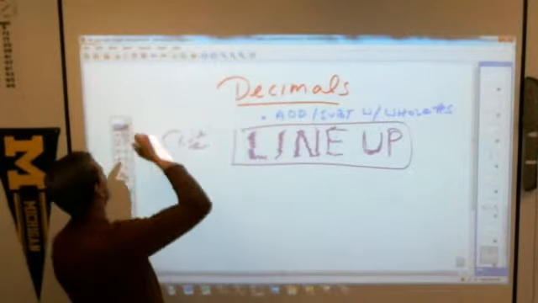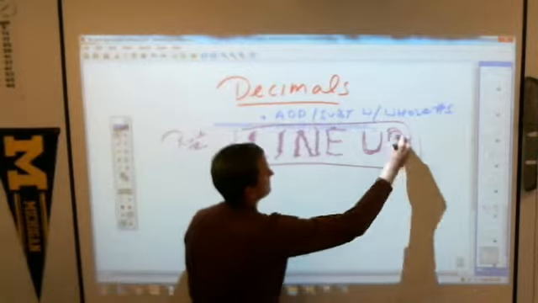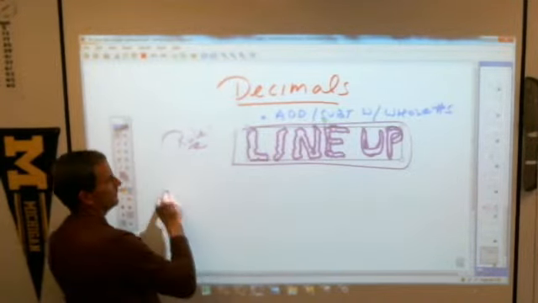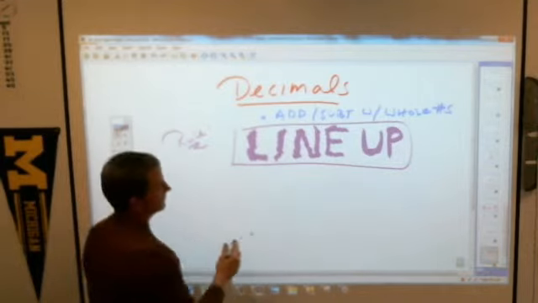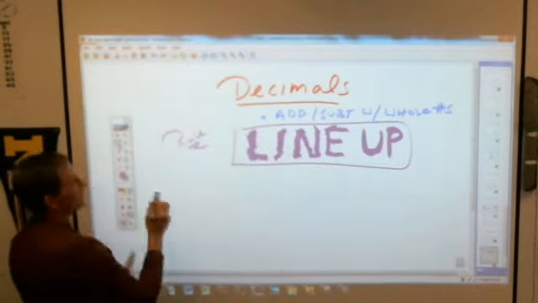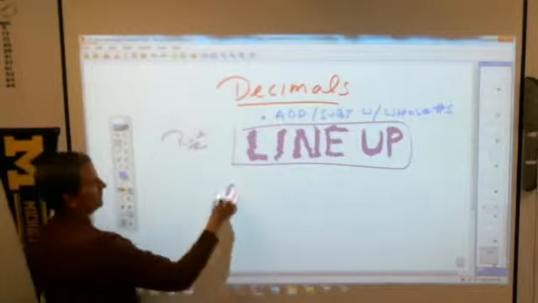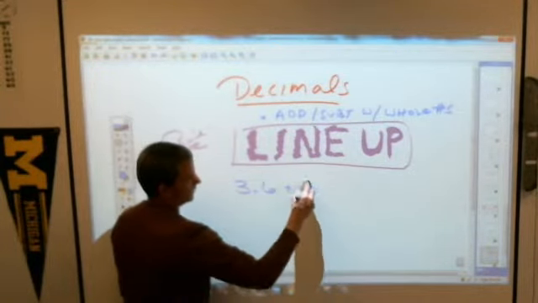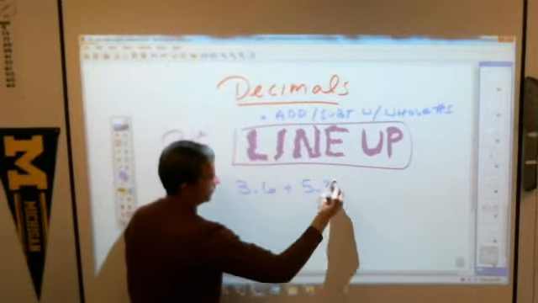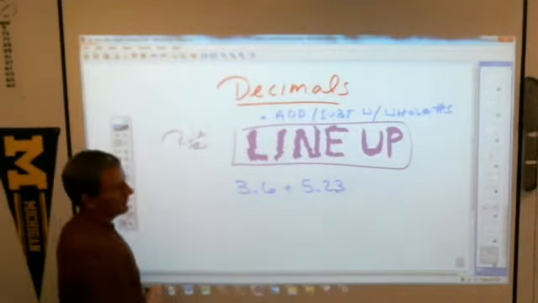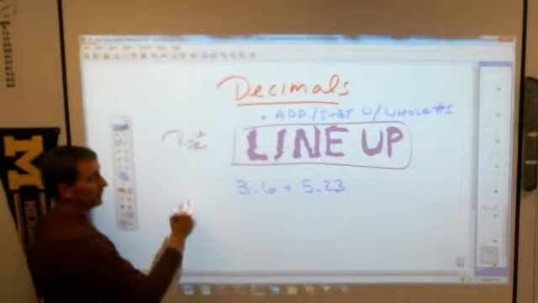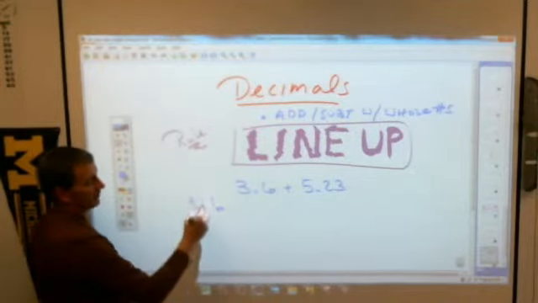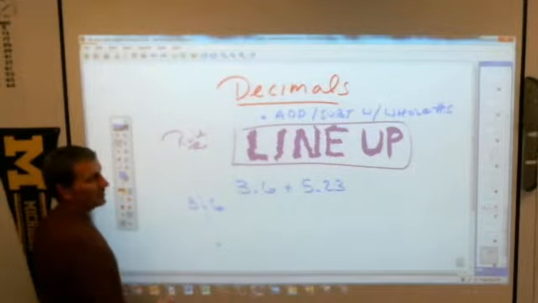Line up the decimals, which means this. Here's an example problem we had. Maybe it was 3.6 plus 5.23. If you add those, you have to write them up and down. But the deal was this: when you have that decimal there, every other decimal in the problem is going to line up with that.